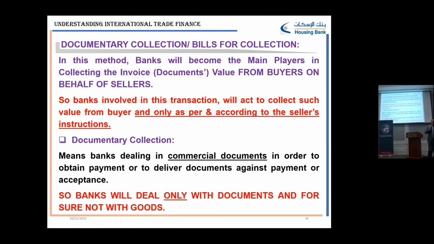After that, the remitting bank will dispatch these documents along with the supplier's instructions, not to the importer directly, but to his bank, which is called the collecting bank. So there are banks in the middle between exporters and buyers that collect the money from the buyer on behalf of the seller. It is a good way to go for both parties, especially the seller, because now there is a bank to collect my money, or to collect the acceptance from the buyer if my instruction is to deliver the documents against acceptance. So the banks will act according to the seller's instructions, collecting the money or acceptance from the buyer for the seller.